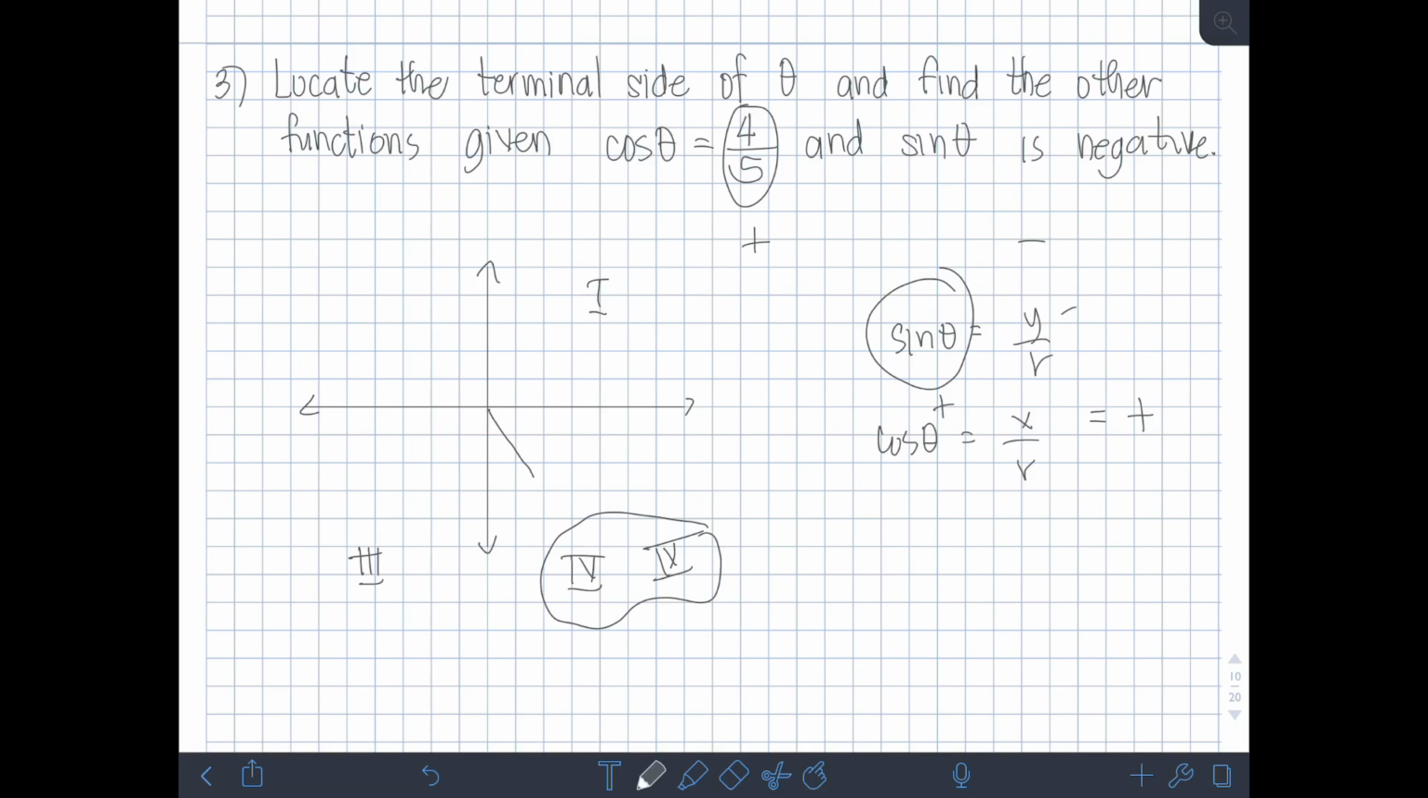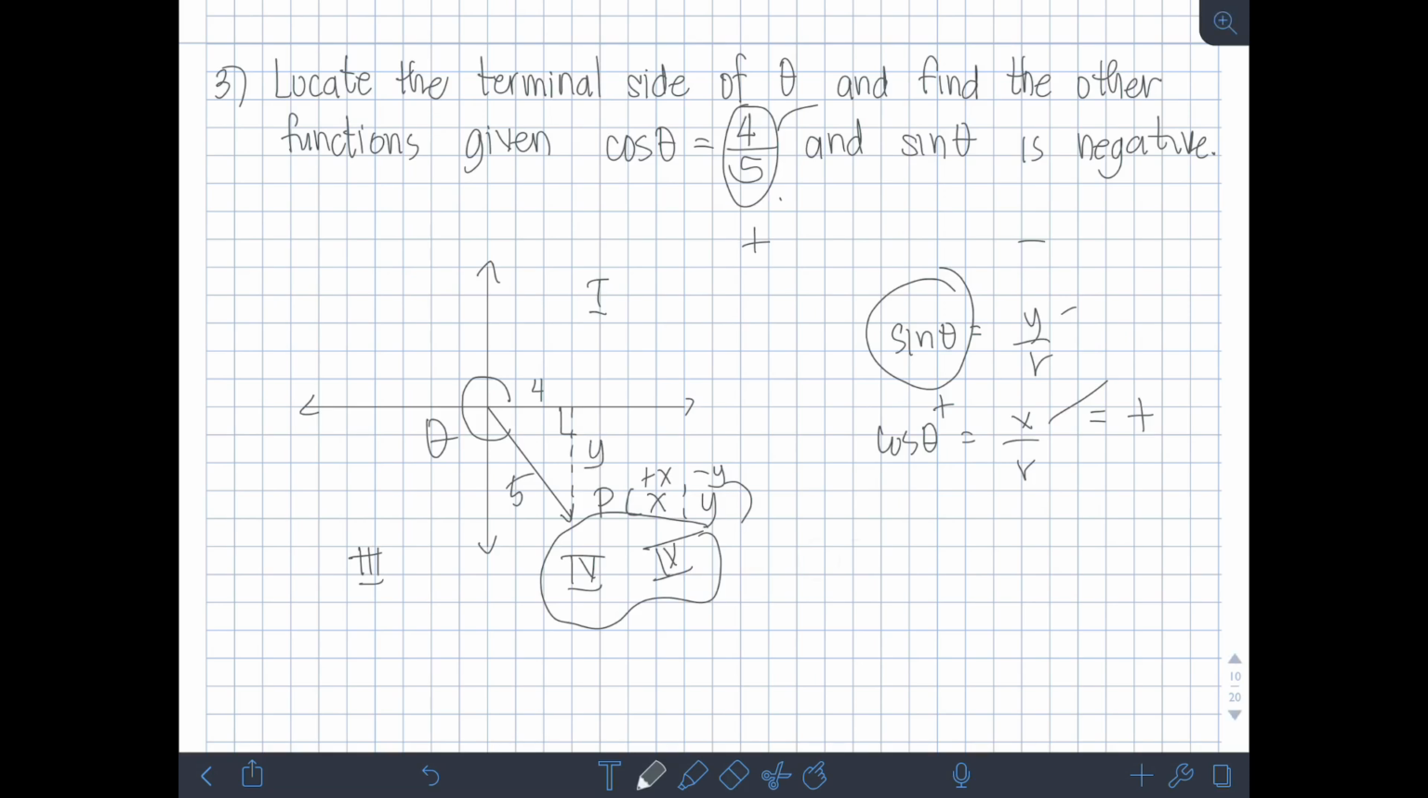So, pag dinrawing natin yung triangle or yung angle, nandito siya. Right? So, ito yung point natin na x, y. So, positive si x, negative dapat si y. Okay? So, pag dinaw natin yung right triangle, ito yon, di ba? So, sabi, yung cos theta is 4 over 5. So, yung x natin bali dito ay 4 kasi x over r, di ba? So, ito yon. Tapos, yung r natin ay 5. Okay? So, hanapin natin ngayon itong y.